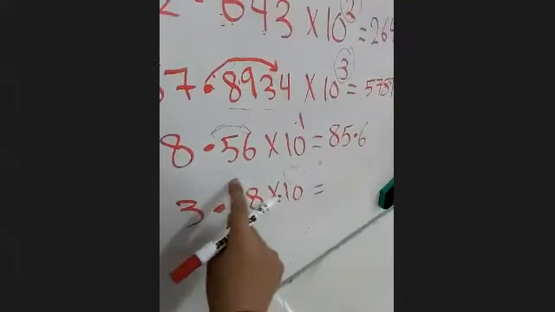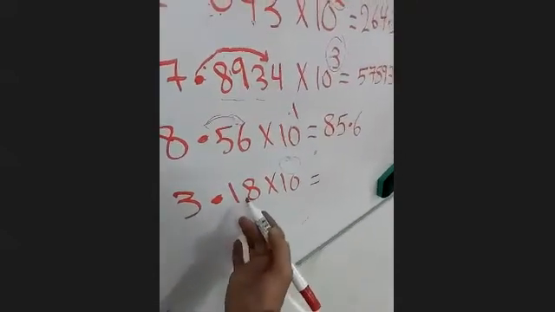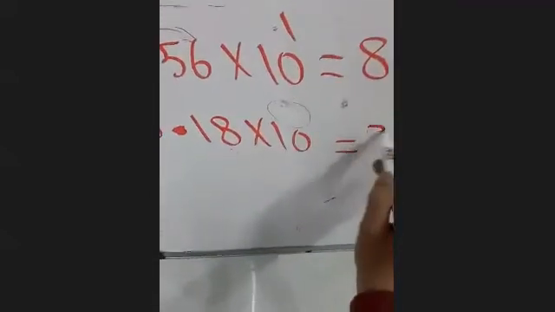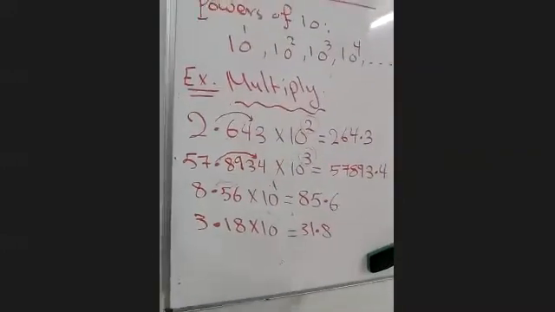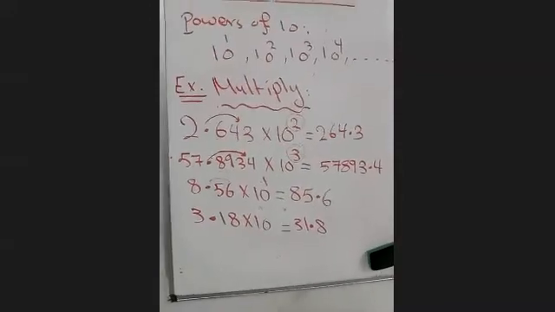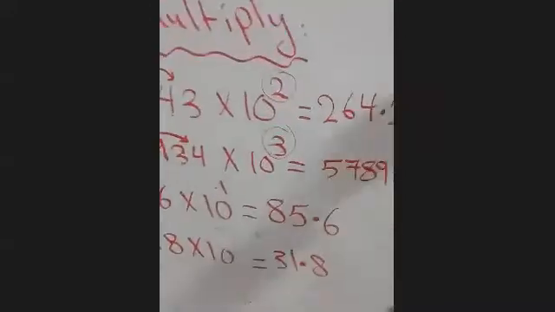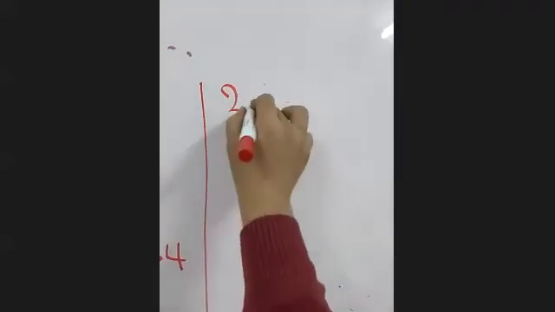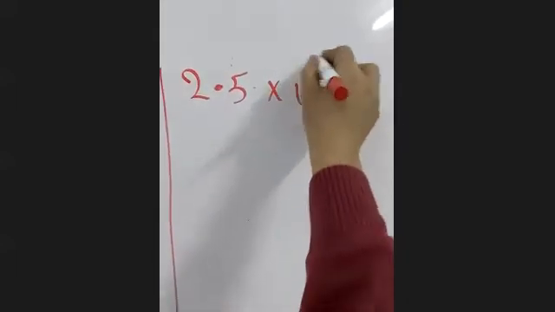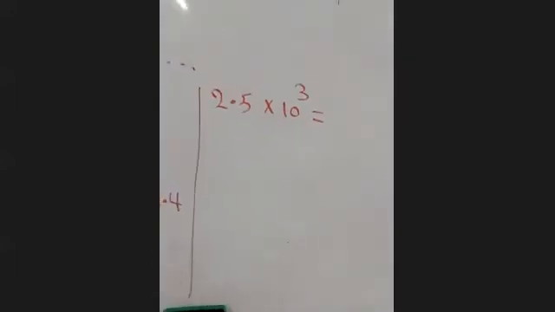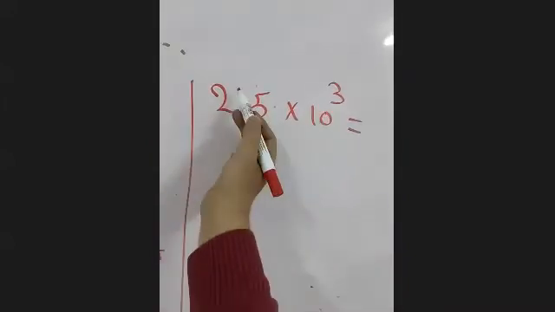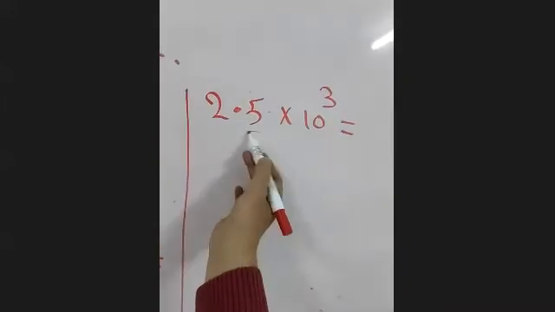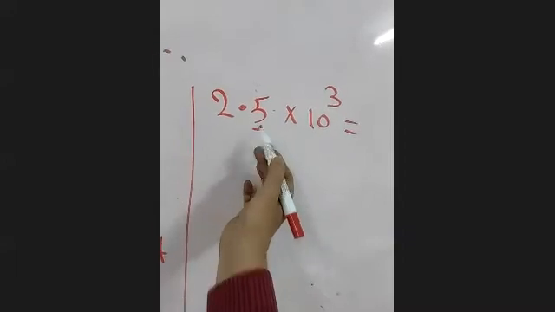So I push the decimal 1 digit, it will be between 1 and 8. So 31.8. But sometimes we don't have enough digits to find the answer. Look here, guys, focus with me. 2.5 multiply 10 to the power 3. Now the power is 3. How many digits do I need to push? 3 digits. I only have 1 digit.